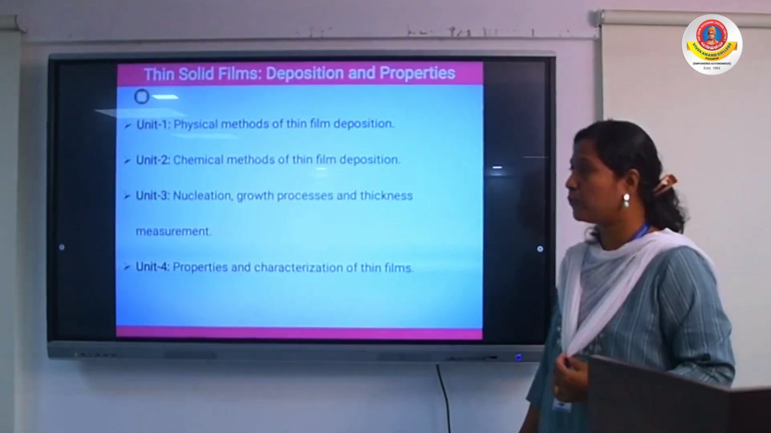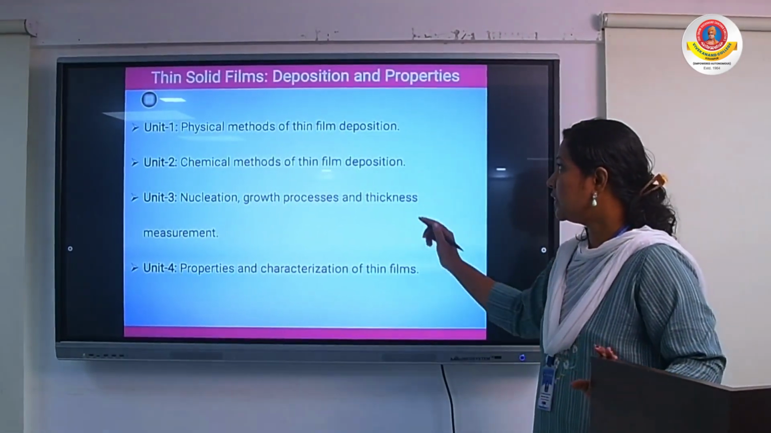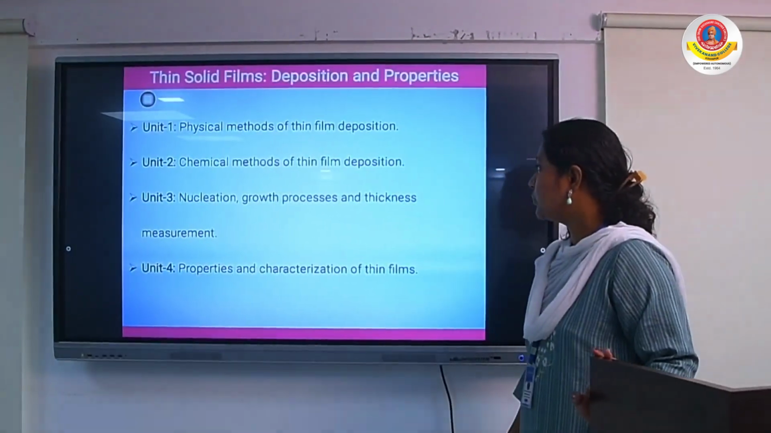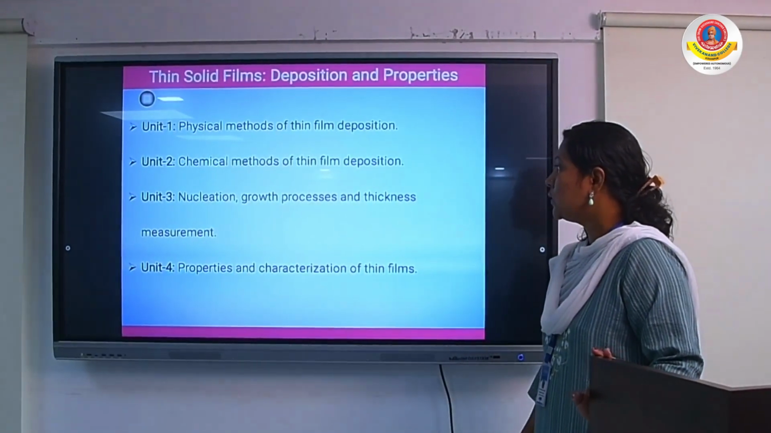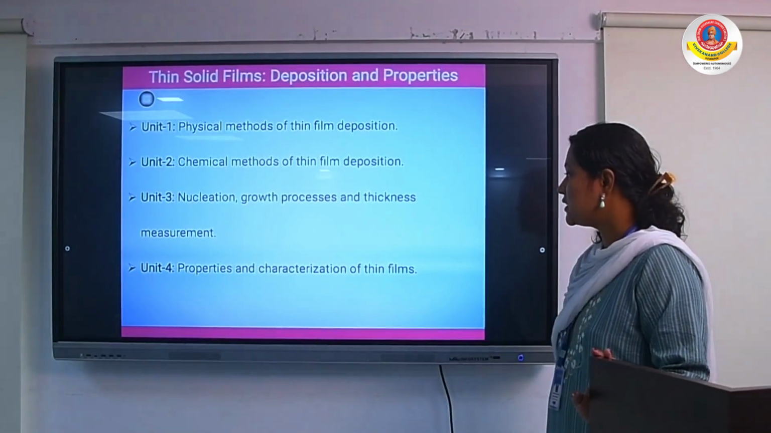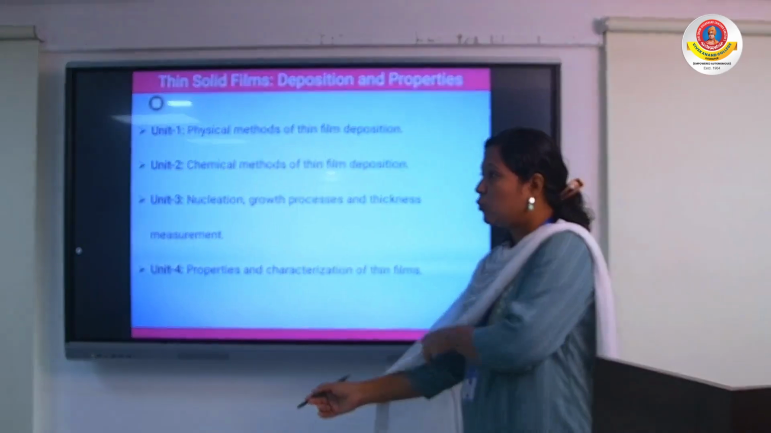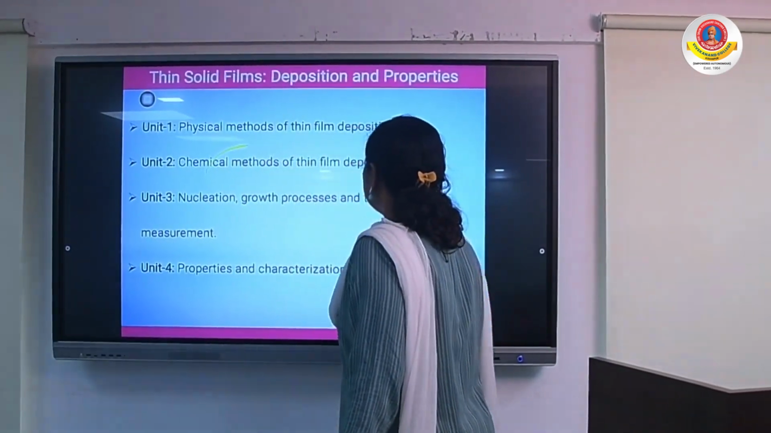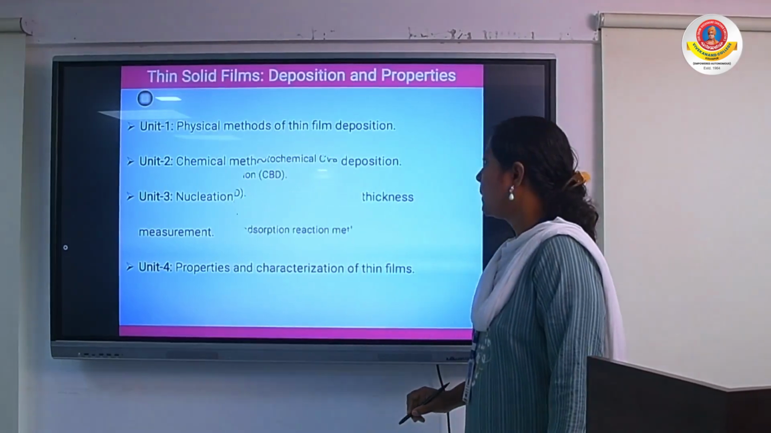This paper contains 4 units. Unit 1 is the physical methods of thin film deposition. Unit 2, chemical methods of thin film deposition. Unit 3, nucleation growth process and thickness measurement, and Unit 4, properties and characterization of thin film. Out of these 4 units, here I discuss the second unit, chemical methods of thin film deposition.